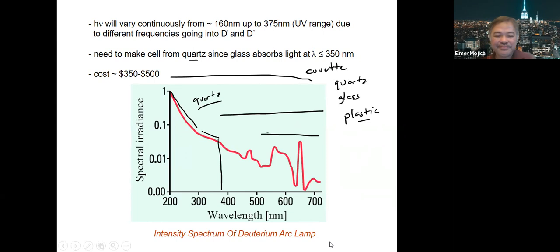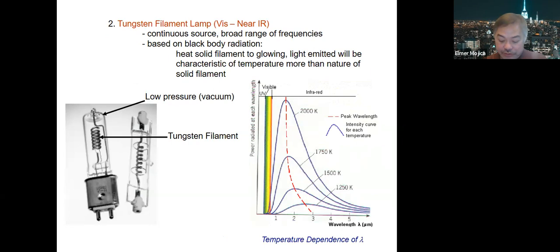Now, another thing that they use as a source is the so-called tungsten filament lamp. It's used for the visible to near-infrared region. And this is really based on black body radiation. It's a continuous source with a broadband range of frequency. It heats a solid filament to glowing. The light emitted will be characteristic of the temperature more than the nature of the filament. So the tungsten filament lamp is the most common source for visible and near-infrared spectrophotometers.